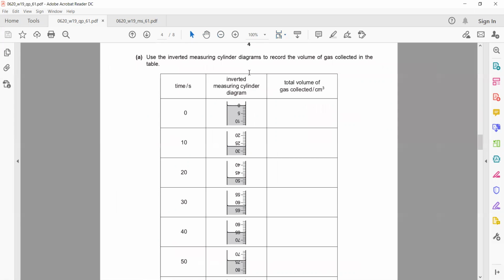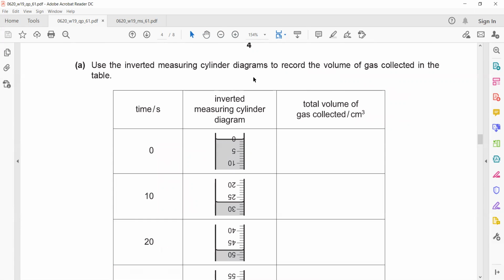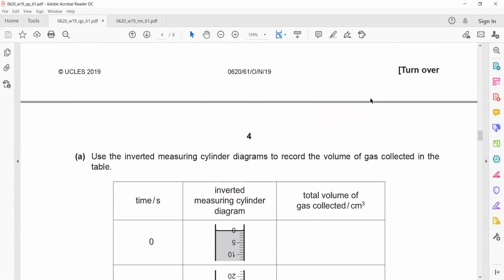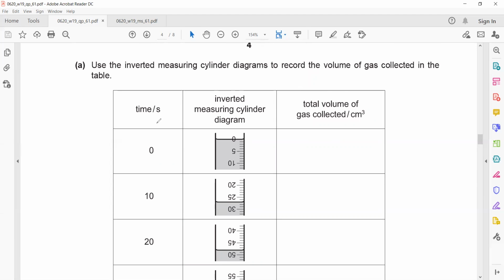So use the inverted measuring cylinder to record the volume of the gas collected. What is the volume of gas collected when time is 0? That's 0. When time is 10 seconds, what is the volume? 27. Because it is inverted, the 0 is at the top, so this is 25, 26 and 27.